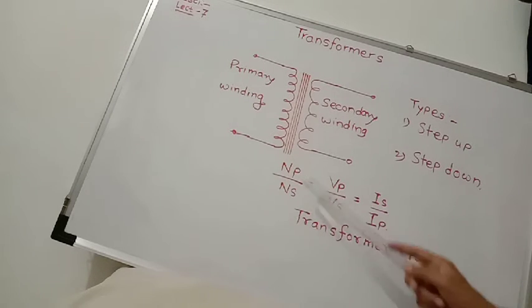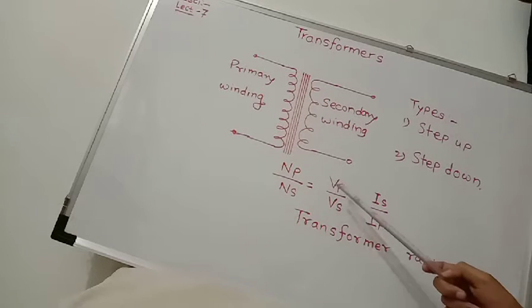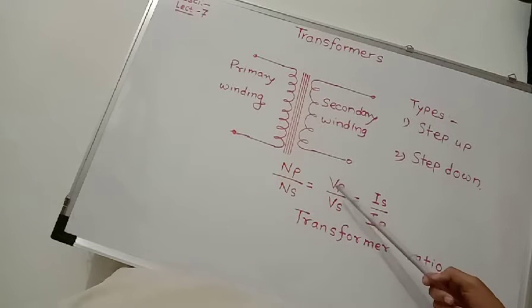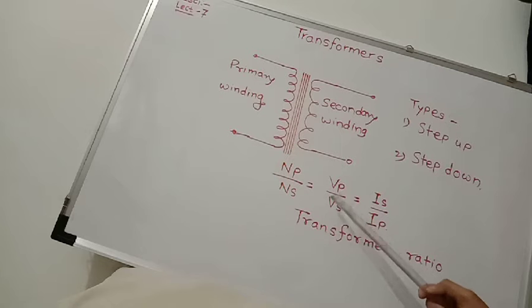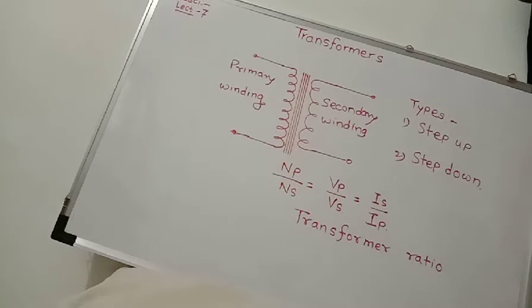This turns ratio is always equal to the voltage ratio, that is Vp upon Vs, where Vp means primary voltage and Vs means secondary voltage. So Np upon Ns is equal to Vp upon Vs. This is the transformer ratio, and that is equal to Is upon Ip, where Is is the secondary current divided by the primary current.